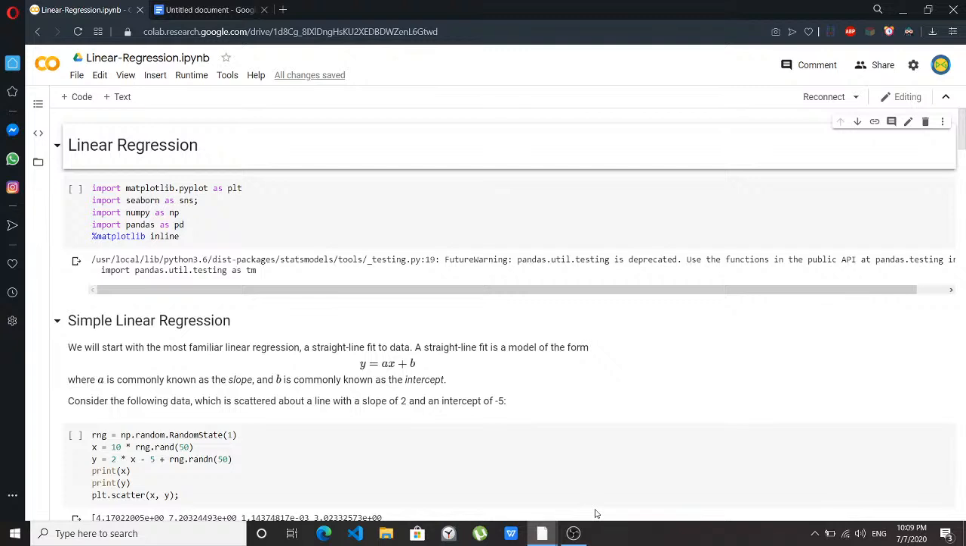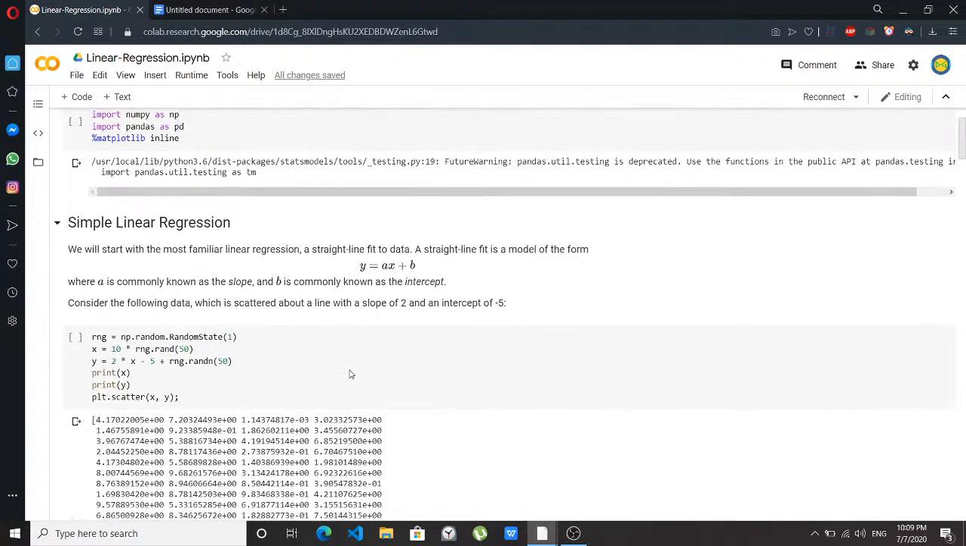As you can already see here, I have an equation of a line. As you all know, an equation of a line is a linear model. Here y is equal to ax plus b, where a is the coefficient of x and b is the constant of the straight line. Here a is also known as the slope and b is also known as the intercept of the line.